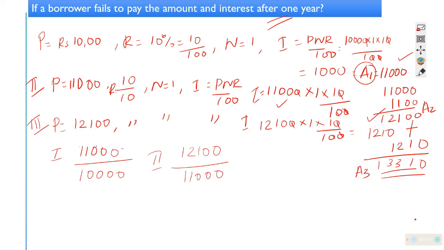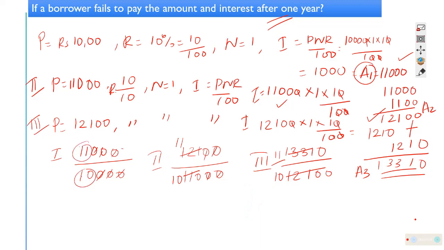That is the end of the first year. The third year, he has to pay 13,310 and the amount was 12,100. In all these cases, if you think about making it simple, you will get 110 upon 100. If you divide this with 10, you will get 11 upon 10. If you divide this 11, you will get 11 upon 10. If you divide this also, you will get 11 upon 10. You take time and divide. That means the ratio is maintained.